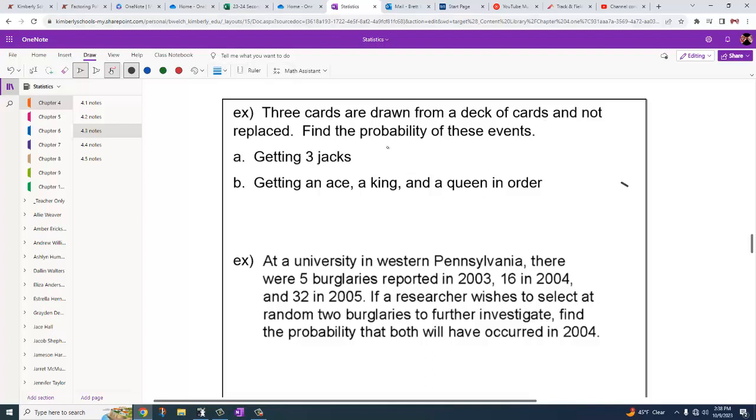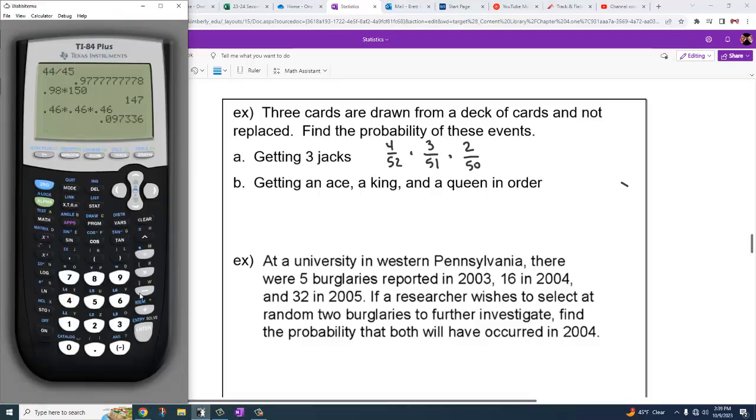So if I were to do 3 jacks, the first jack would be 4 out of 52. But the second jack, if I drew a jack, the next pile would only have 3 jacks left in a deck of 51. And in the final draw, there would only be 2 jacks left out of 50. And so these reduce my probability each time in order to make that success of getting 3 jacks. So 4 out of 52 times 3 out of 51 times 2 out of 50 is a really small number.